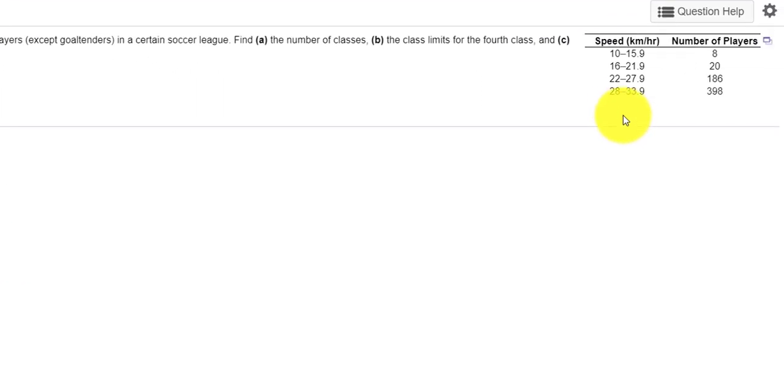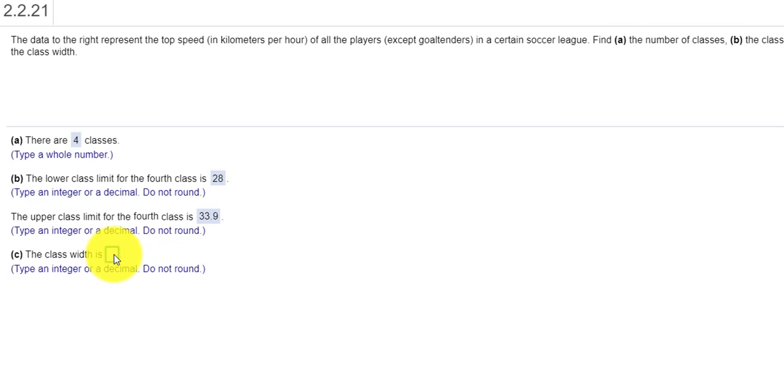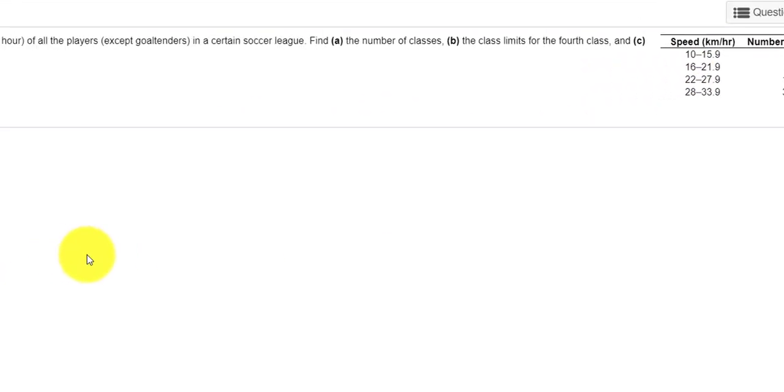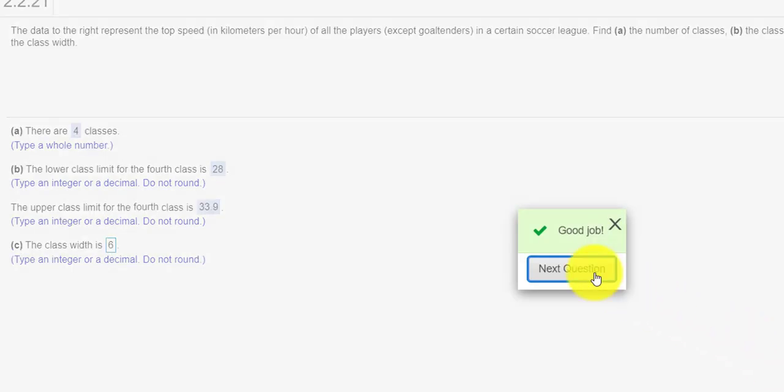So to get the class width, we would subtract 28 minus 22, or 22 minus 16, or 16 minus 10. And it looks like that is 6, right? The lower limits increased by 6. Check answer. We get the good job.